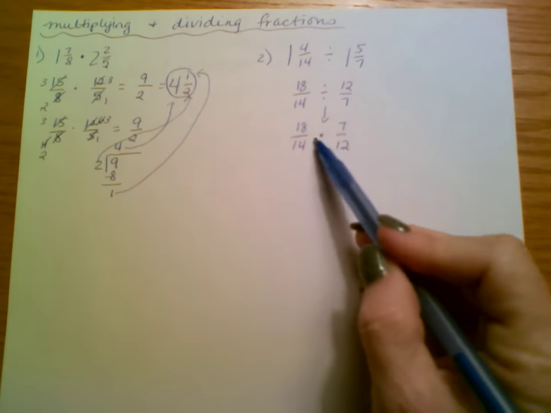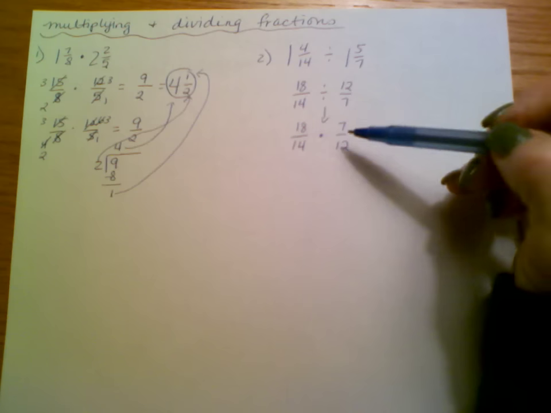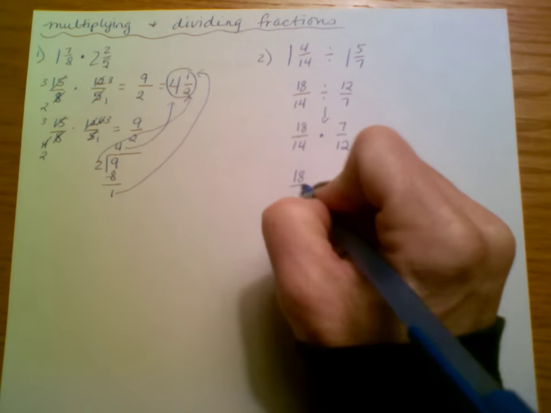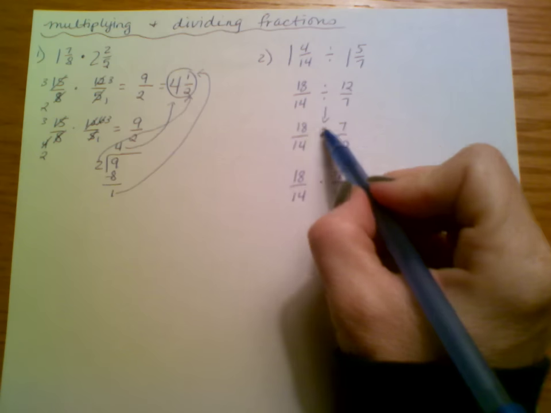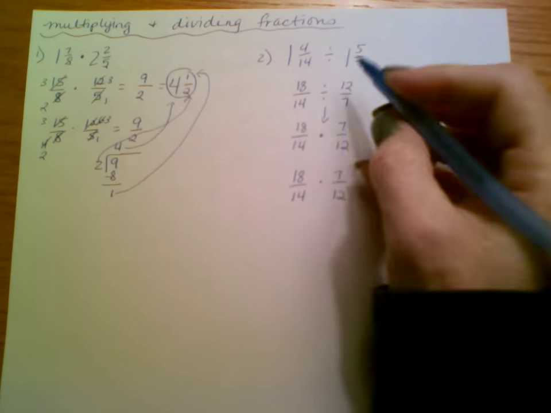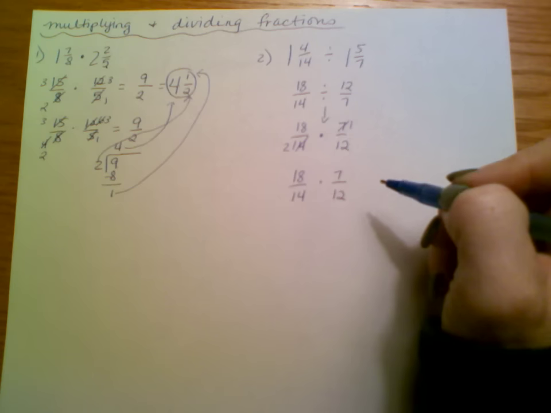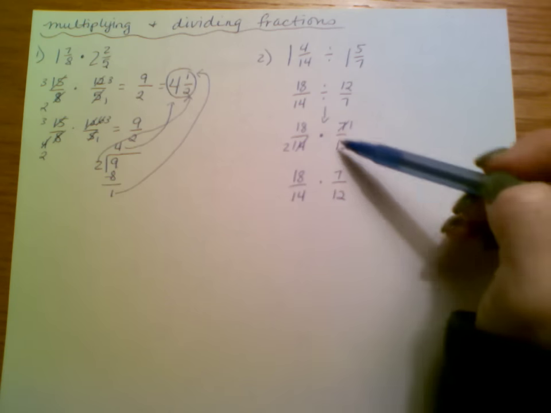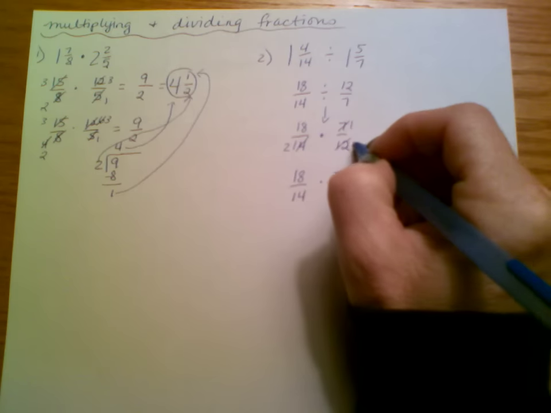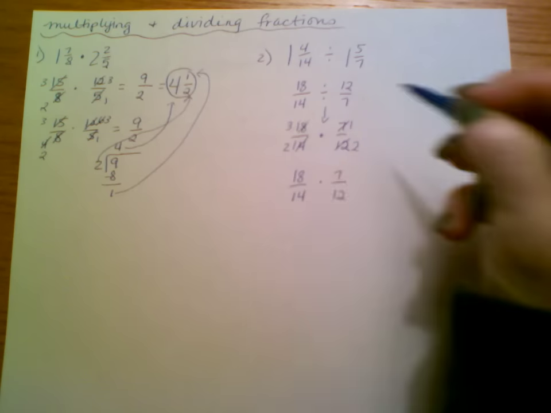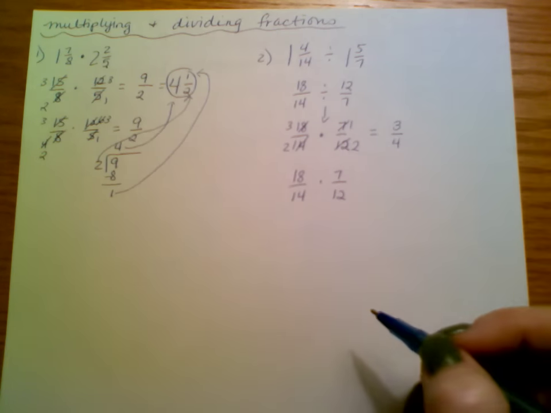Once it's multiplication, now I can look around to simplify. I'm just going to show you a couple different ways, again, because we don't all see it the same way. First way that I see is right here. I see 7 goes into 7 once, 7 goes into 14 twice. I might see that 6 goes into both of these. 6 goes in here twice, 6 goes in here 3 times. Now I multiply across, and I get 3/4.